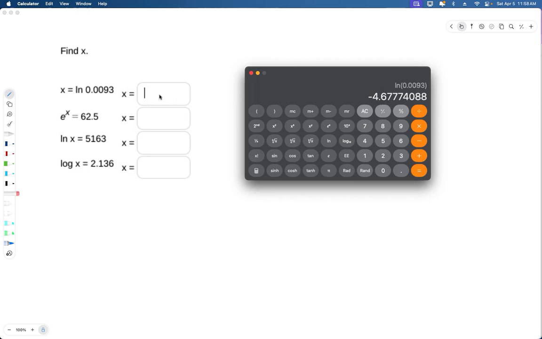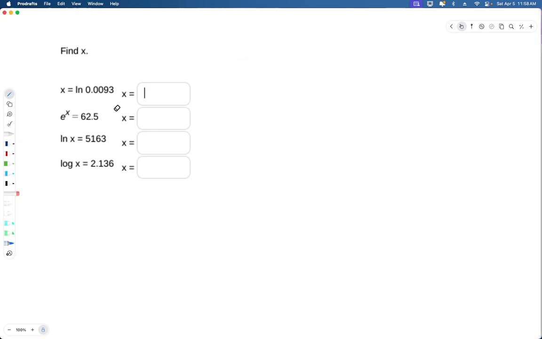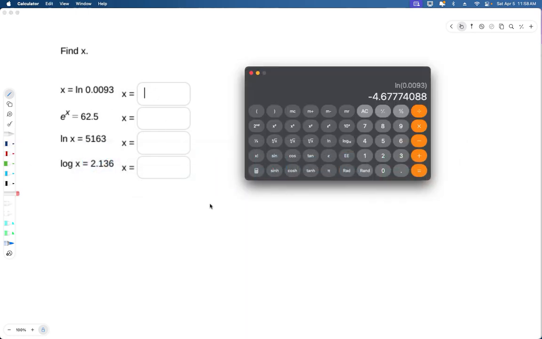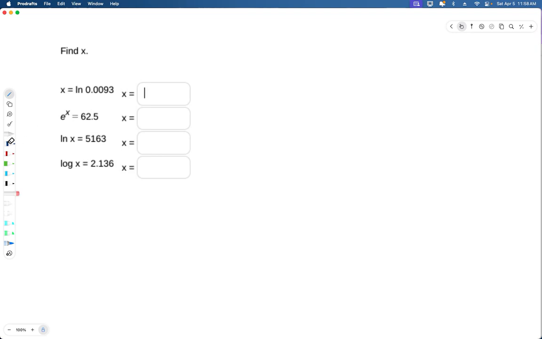That's going to be negative. Let me get my pencil here. That's the only problem with using the Apple computer or calculator, is it goes away. So negative 4.68. And this is just the cursor. It does not have an impact on your answer.